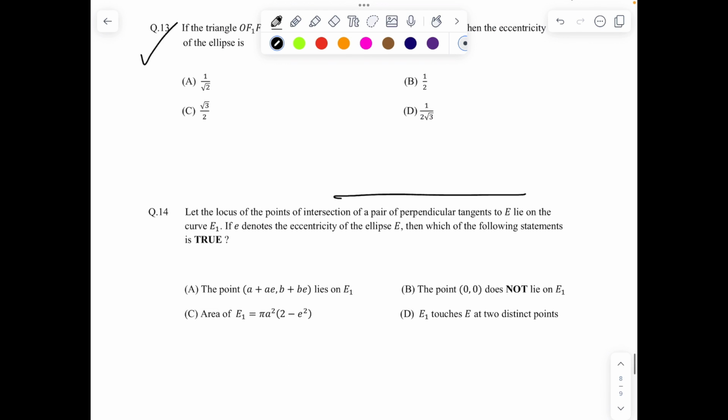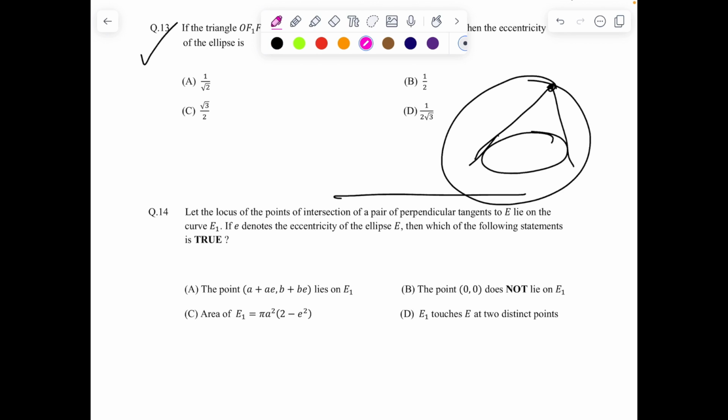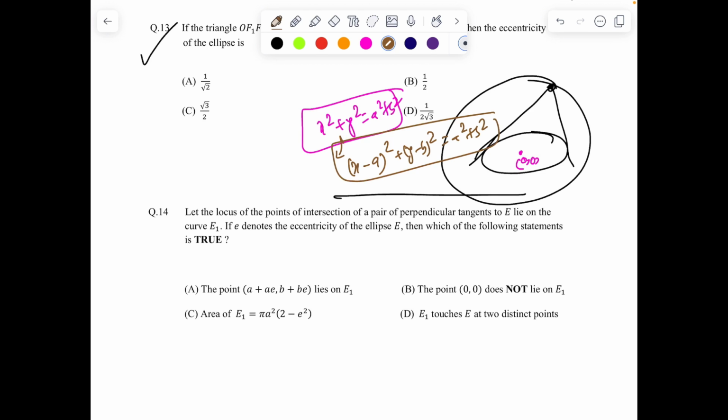Locus of the point of intersection of a pair of perpendicular tangents. That's very obvious, because for an ellipse, a pair of perpendicular tangents will meet on the director circle. For the standard ellipse the director circle equation is x square plus y square is a square plus b square, for the ellipse having center (0, 0). So here the center is shifted, so it will go to (x minus a) whole square plus (y minus b) whole square equal to a square plus b square, as simple as this.